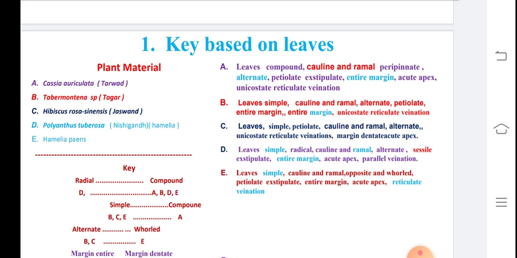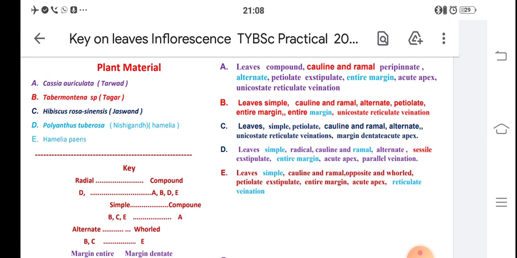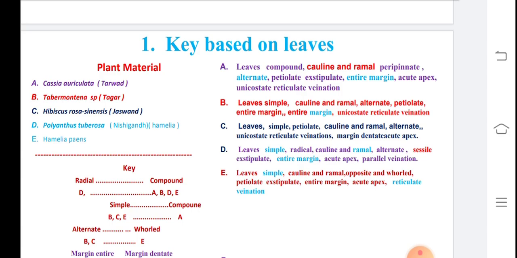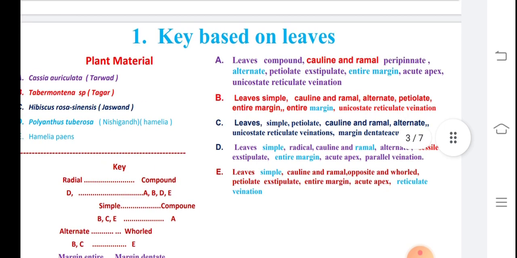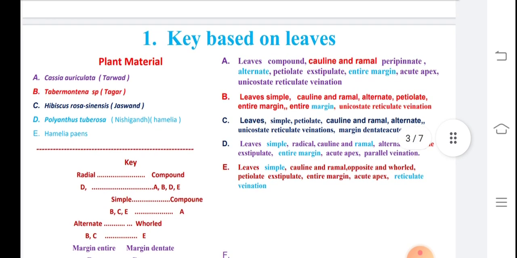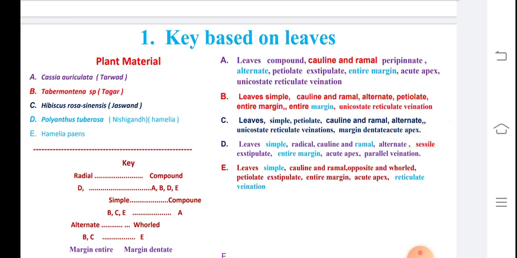I have done the blue coloration for certain differences. Then B material, second, Tabernaemontana, Tagar. The leaves are simple, cauline, alternate, petiolate. They show an entire margin and unicostate reticulate venation.